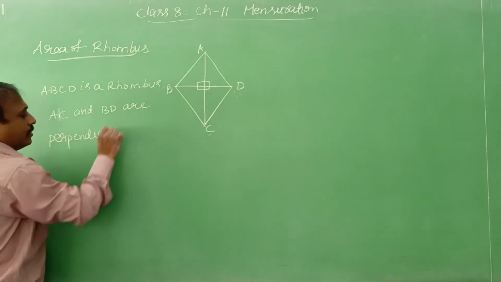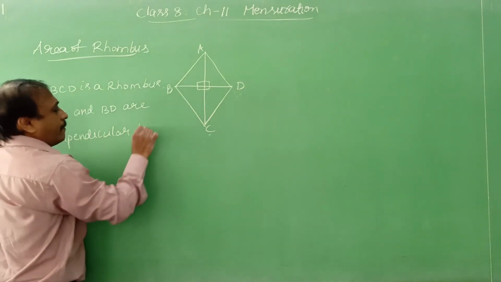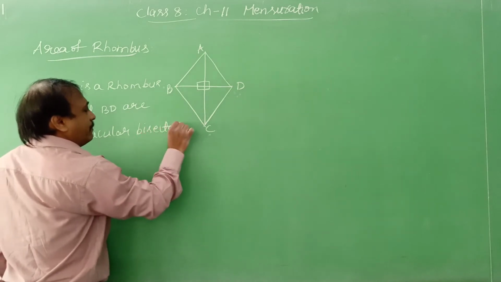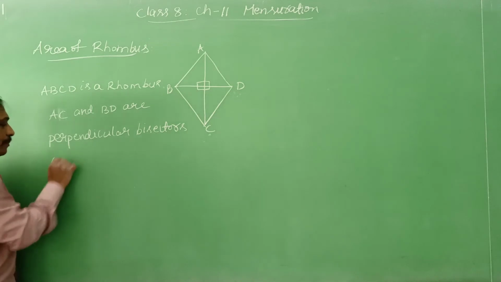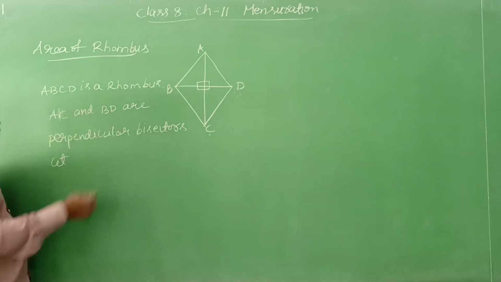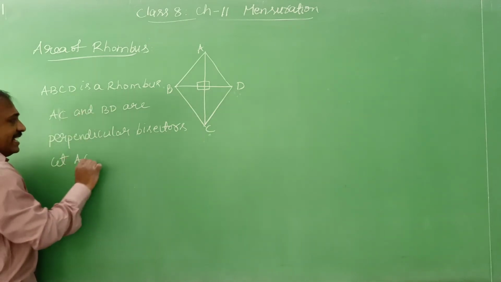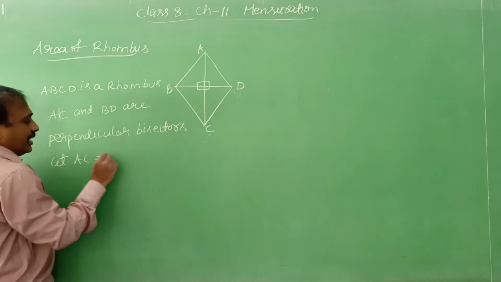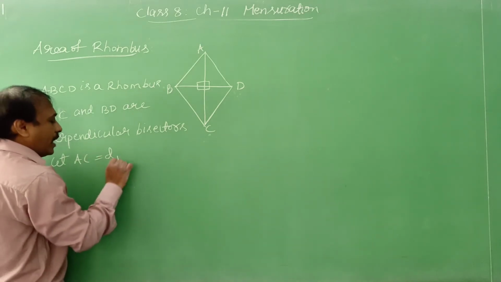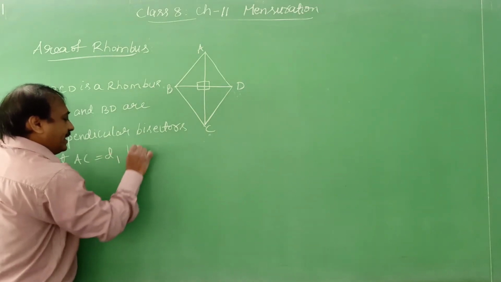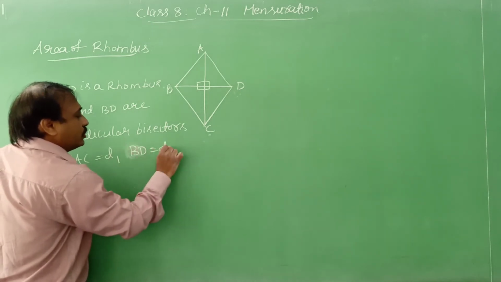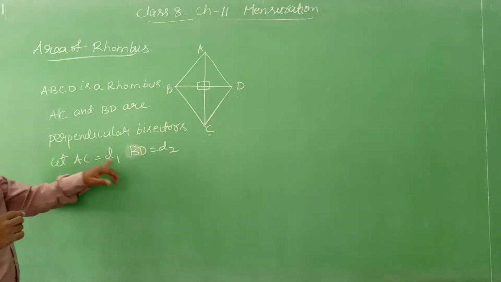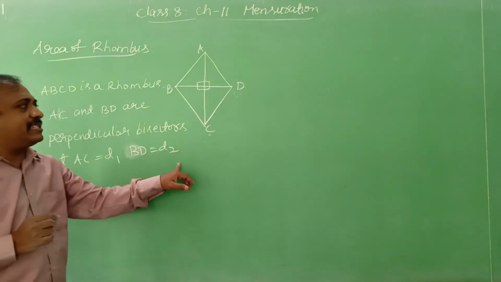Perpendicular bisectors. AC and BD are perpendicular bisectors. Let AC be diagonal 1 and BD be diagonal 2. That is, AC is equal to D1 and BD is equal to D2.